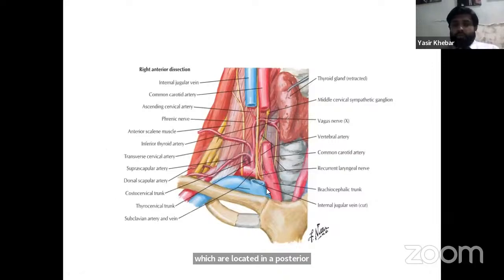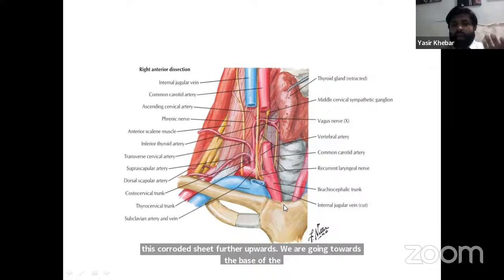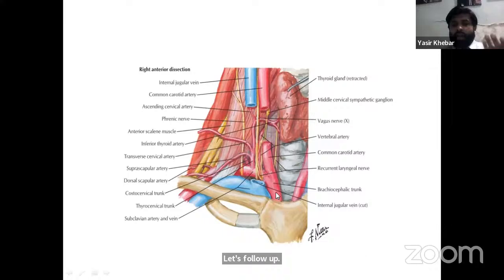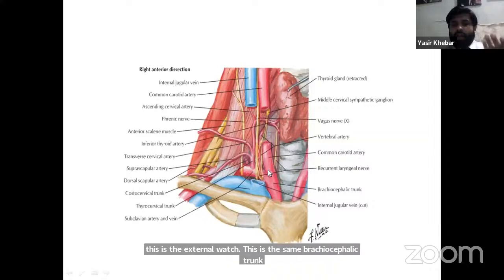So we are coming a little bit up and we are following this carotid sheath further upwards. We are going towards the base of the skull. This is the same brachiocephalic trunk. In this one, we have removed the venous structures.